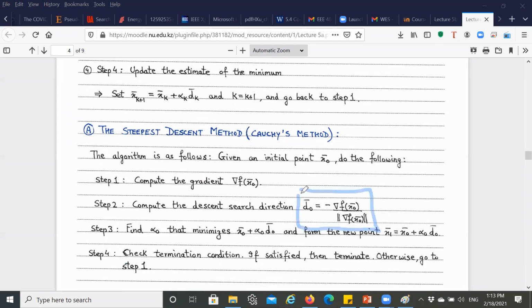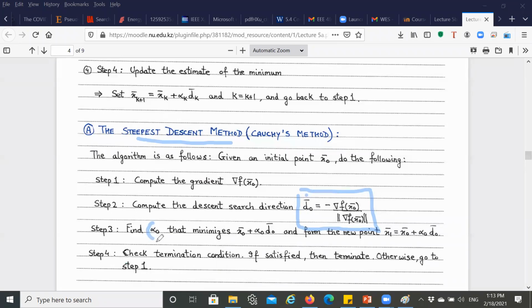Good. So in the steepest descent method, you want to move in the direction where the function is reducing. The gradient will always give us a direction in which the function is increasing. But since we want to find the minimum, we put a minus in front of it and move in the opposite direction. So we have our direction now.